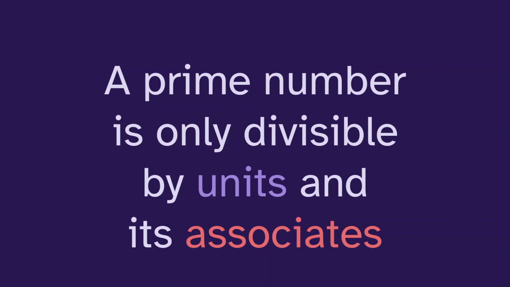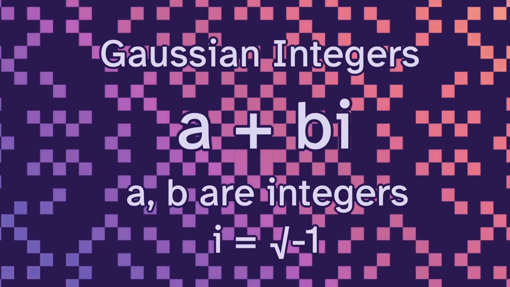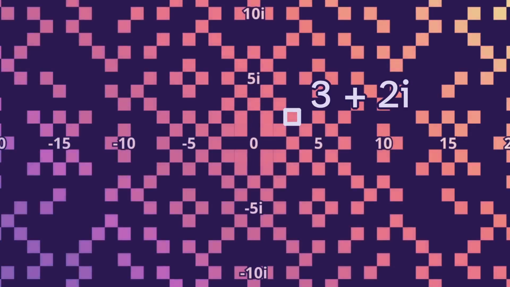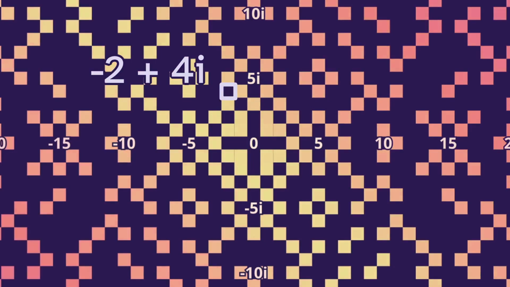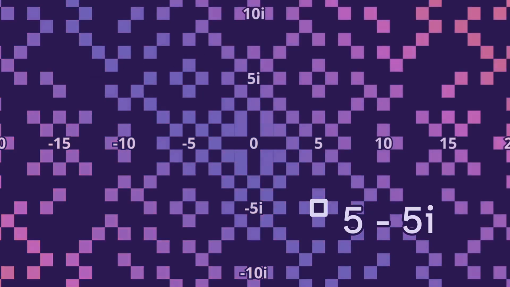And it also allows us to extend them into the complex integers. So here we are back with the Gaussian primes. And these are a subset of the Gaussian integers, which are numbers of the form a plus bi, where a and b are integers, and i is the square root of negative 1. And we're displaying them here two-dimensionally. The x-axis shows the multiples of 1, and the y-axis shows the multiples of i. For some examples, here is 3 plus 2i, and negative 2 plus 4i, and 5 minus 5i.